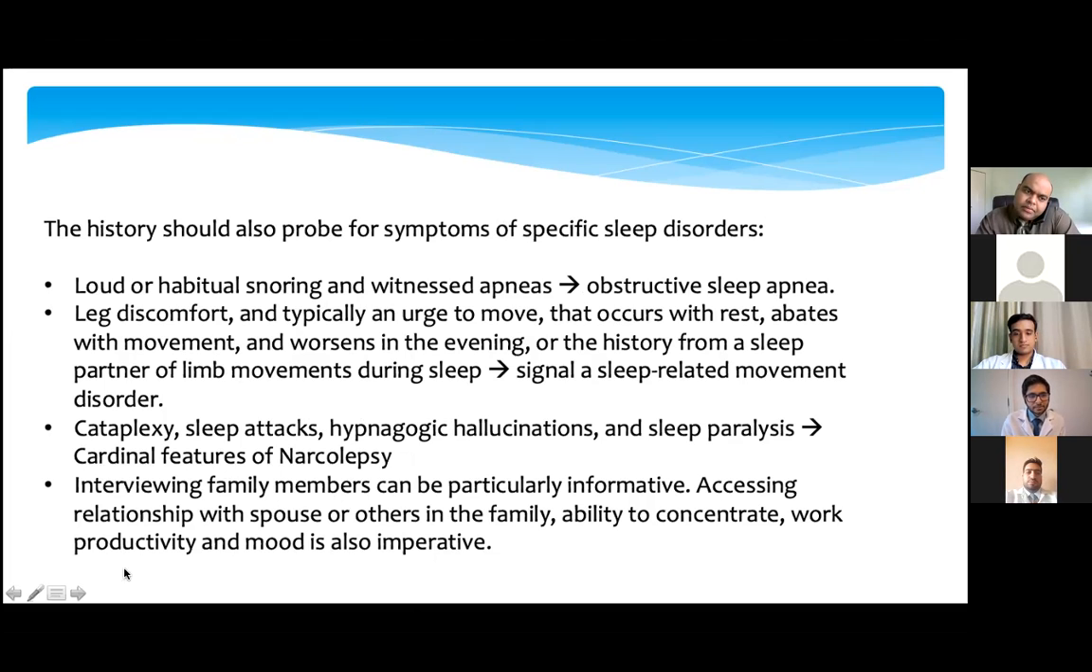An important thing is to interview family members as well as the spouse, if they've noticed anything important. Assessing the relationship with the spouse or others in the family, the ability to concentrate, work productivity, and mood is also important, because that can indicate an underlying sleep disorder as well.